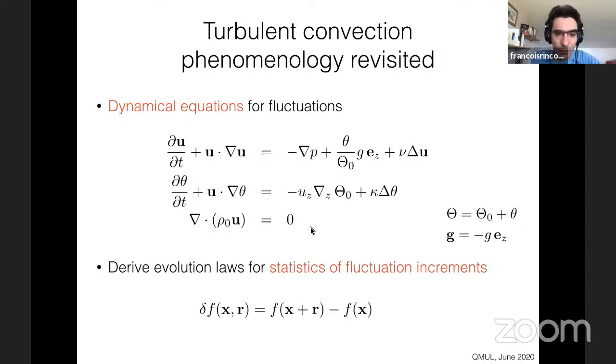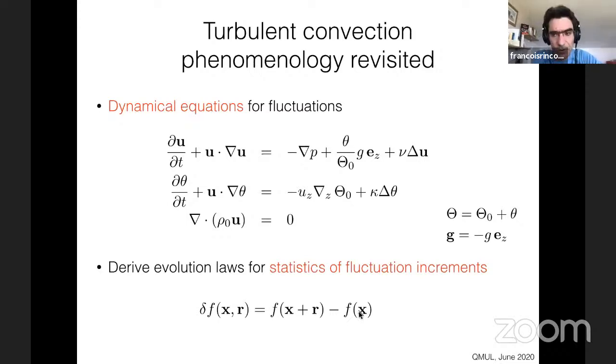So you look at the dynamical equation for the fluctuation. This is essentially a Rayleigh-Bénard, if you like, which you can adapt to the case where there is density stratification. And you want to derive evolution law or scaling laws for the statistic of fluctuation increments. So for instance, for temperature, I can take the temperature at a point x plus some correlation vector minus temperature at some point x, and take the powers of the moments of this distribution for the observations or the simulations, and try to see if there are some scaling laws, right?